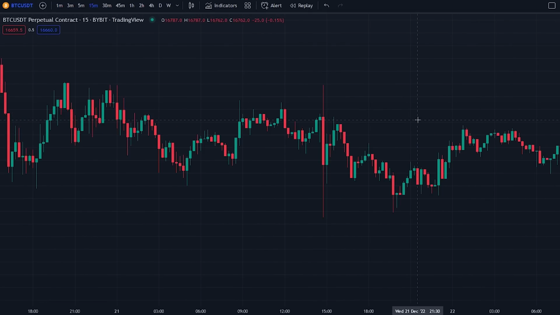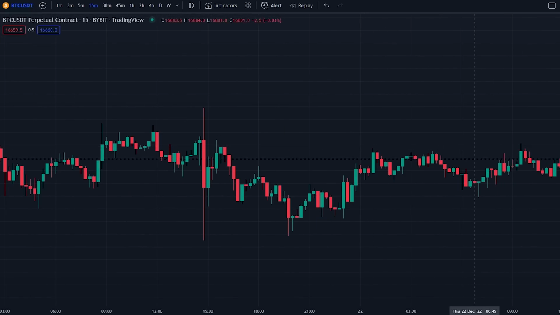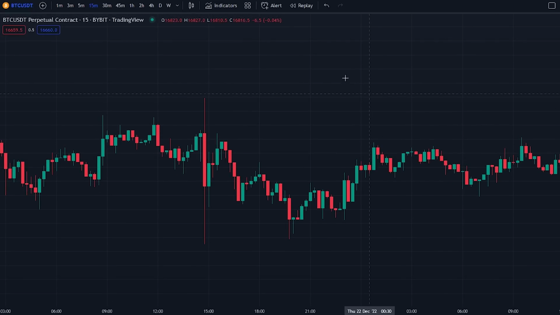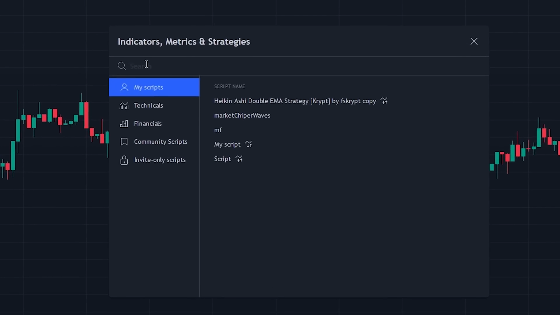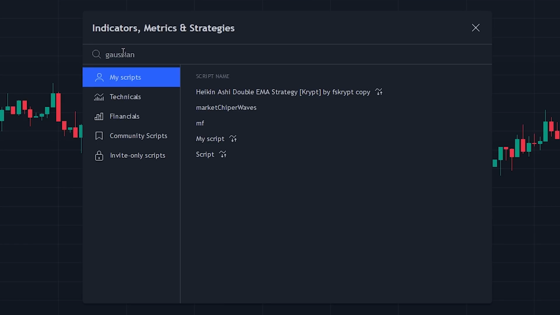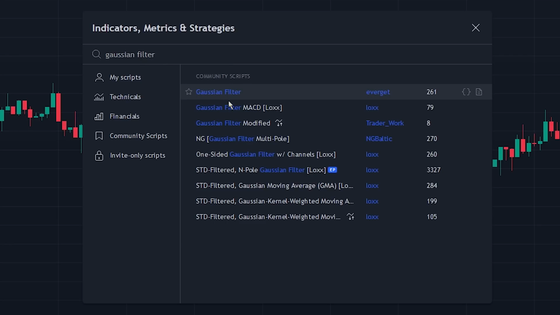This indicator rejects high frequencies better than an EMA and has a lower lag. Head over to the Indicator Search tab and search for the Gaussian Filter indicator. Select the indicator made by Locks and add it to the chart.